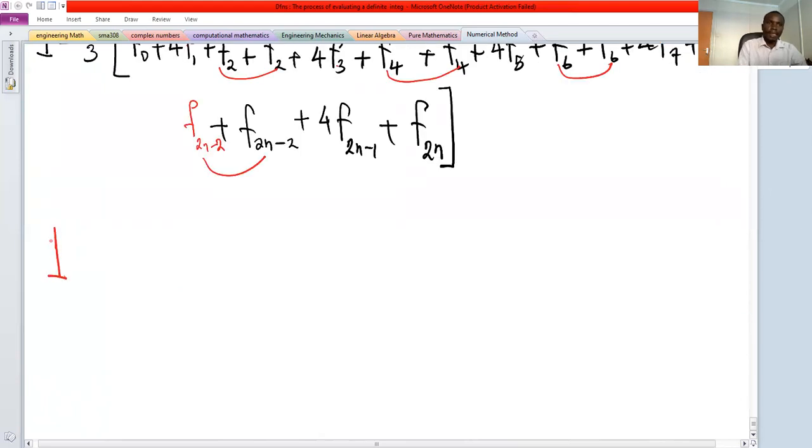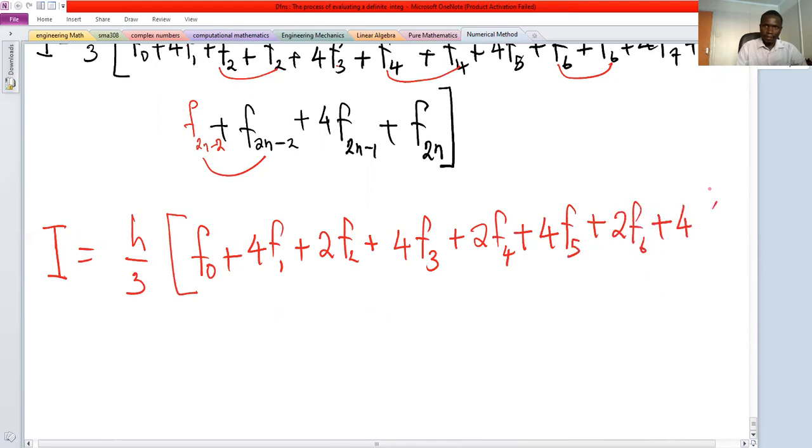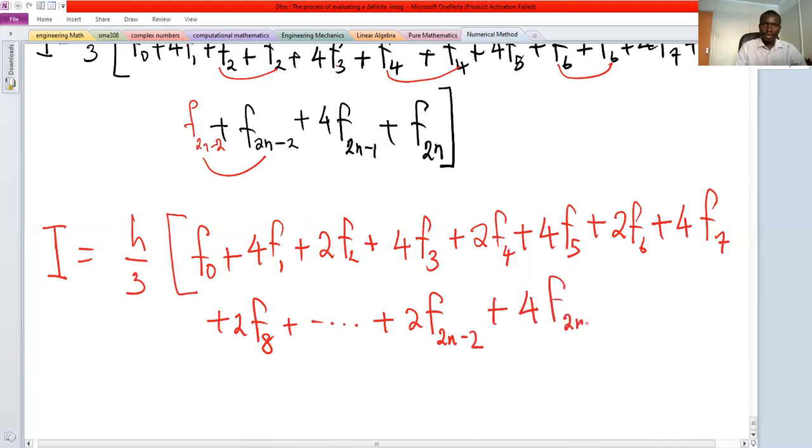So we can say I is equal to h over 3 into f naught plus 4 f1 plus 2 f2 plus 4 f3 plus 2 f4 plus 4 f5 plus 2 f6 plus 4 f7 plus 2 f8 plus, then you also expect to have this one to be twice f2n minus 2, and then plus 4 f2n minus 1, and then plus f2n.